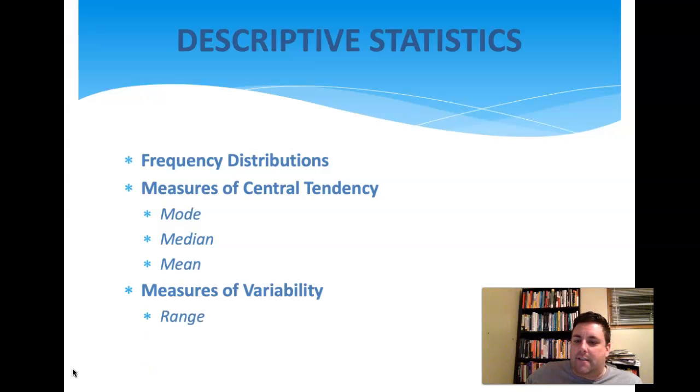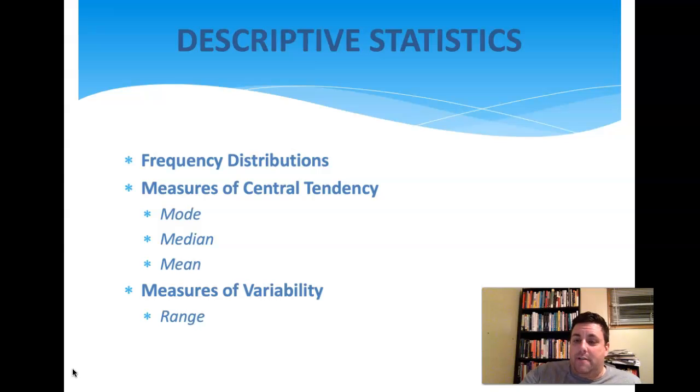Descriptive statistics. Descriptive statistics describe the data. They don't really look at the relationship between any two variables. They're just looking at one single variable. So we could look at the frequency, which is the number of times a particular answer is endorsed. We could also look at a measure of central tendency, and the three examples that I'll give you here are the mean, median, and the mode. The mean is the average, the median is the number that occurs in the middle, and the mode is the number that occurs most often.